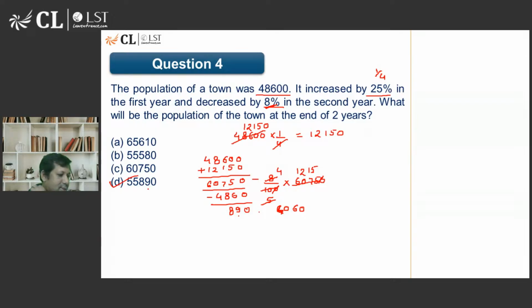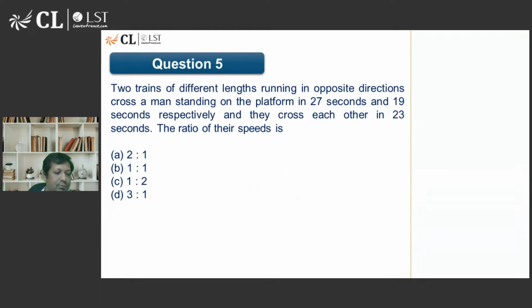Everyone is clear with this? Priyanshi, understood? Okay. Now let's start this question.